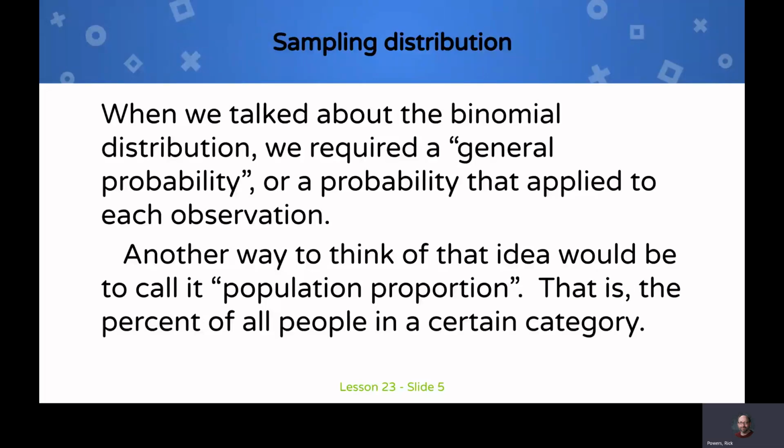When we talked about the binomial distribution, we required a general probability, or a probability that applied to each observation. Another way to think of that idea would be to call it population proportion. That is the percent of all people in a certain category.